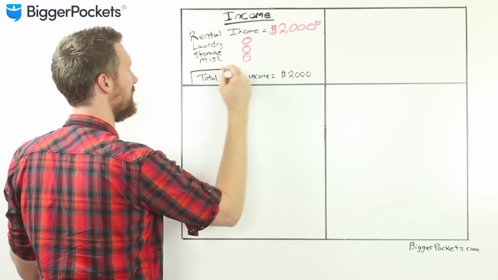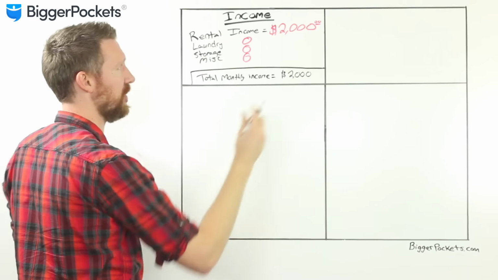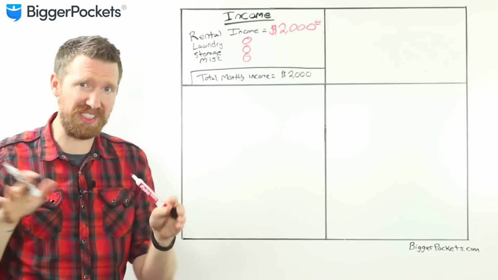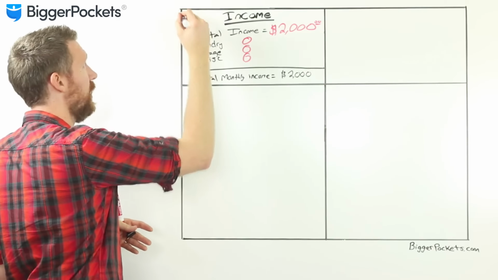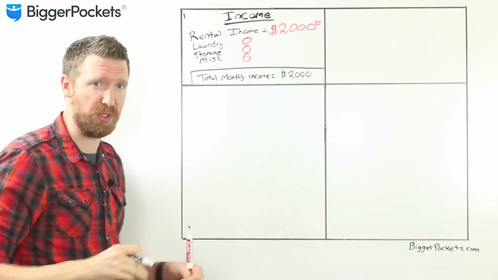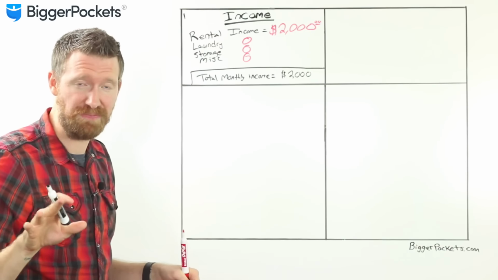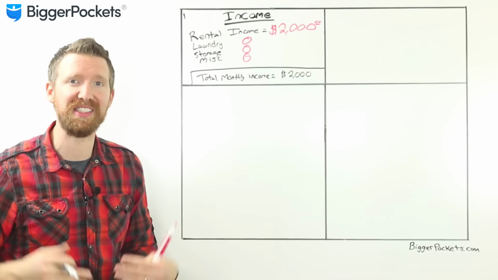And I'm going to kind of box this off so we know that this is a special little area right here. Now we're done with section 1. We're done with box number 1. Now we're going to move on to box number 2, and that is the expenses for the property, meaning the monthly expenses. How much does it cost to own the property?